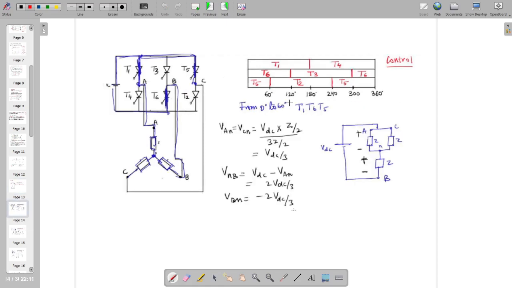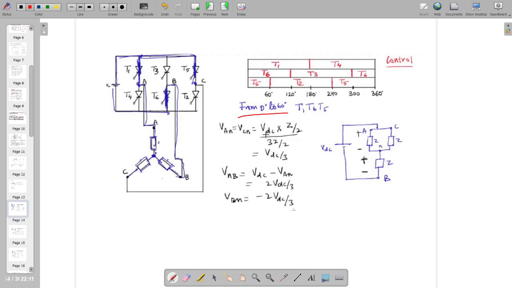So in the first period, 0 to 60 degrees, T1, T6 and T5 conduct. T1 is connected to the load on the first leg, T6 is connected to the B leg, and T5 is connected to the load C. The diagram looks like this. The remaining thyristors are open circuited.